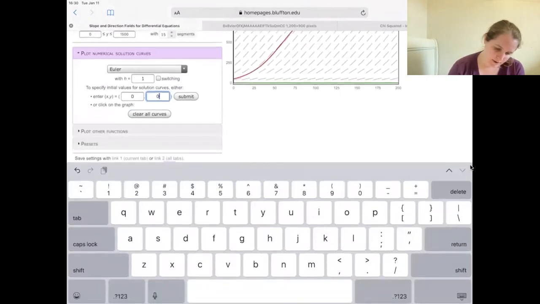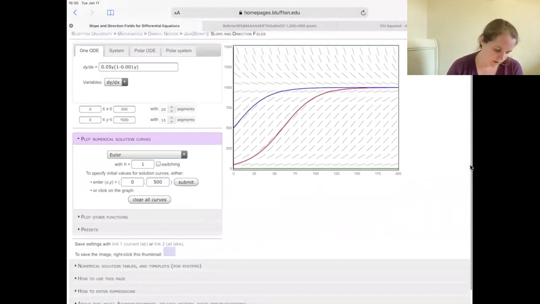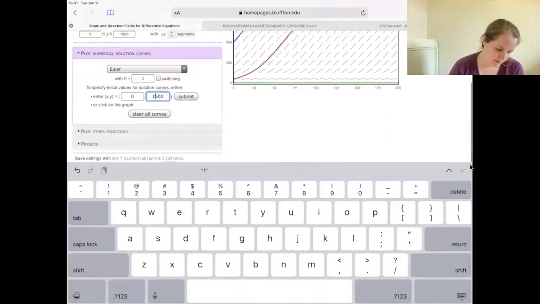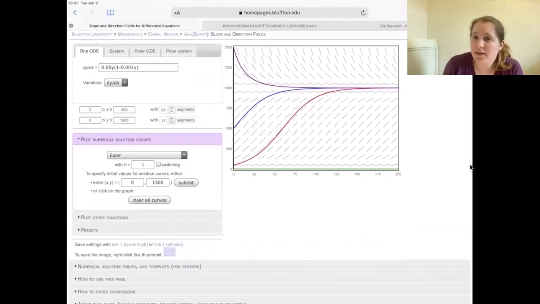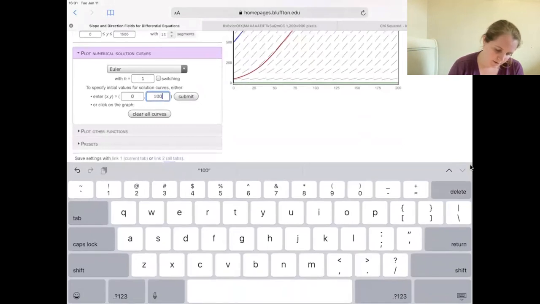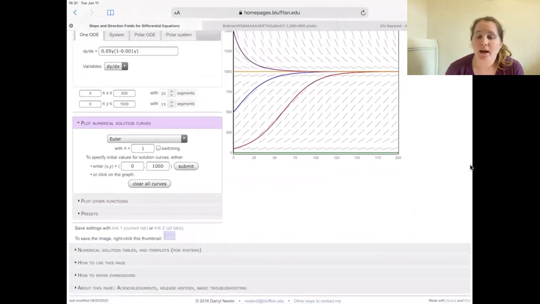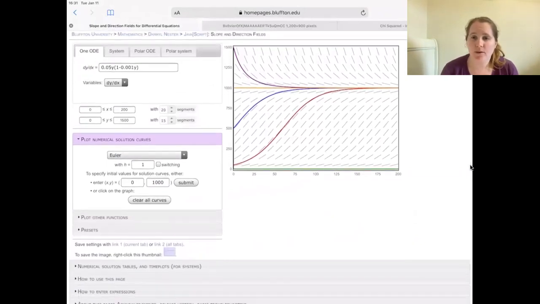If we started, say, with 500, and then see, again, it levels off at that same place. If we start with 1500, again, we have that steep drop and leveling out that we saw before. And then it looks like they're all leveling out right about 1000. So if we start instead of at 1500 at 1000, sure enough, it appears we have a straight line. So this is a whole set of solution curves that we might work with.